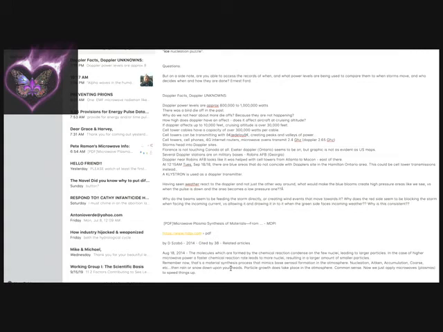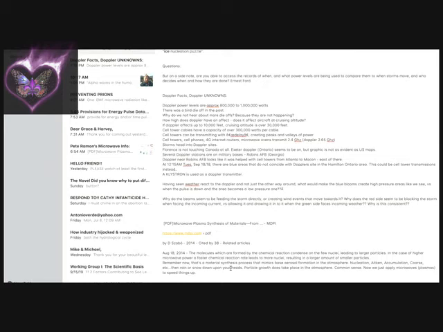Here's a paper, Microwave Plasma Synthesis of Materials, August 8, 2014. The molecules which are formed by the chemical reaction condense on the few nuclei leading to larger particles. In the case of higher microwave power, a faster chemical reaction rate leads to more nuclei, resulting in a larger amount of smaller particles. So there's a faster chemical reaction, creates more nuclei, a larger amount of small particles.